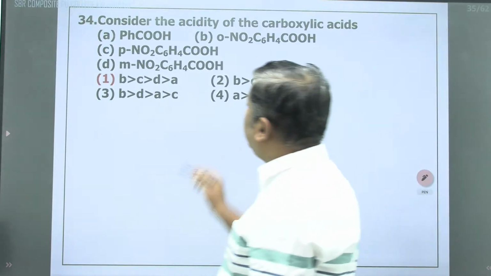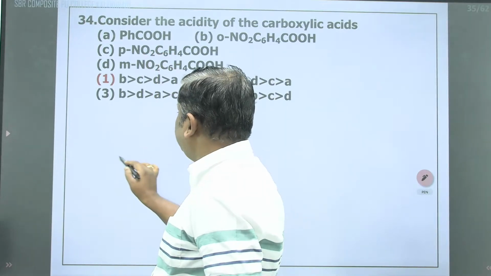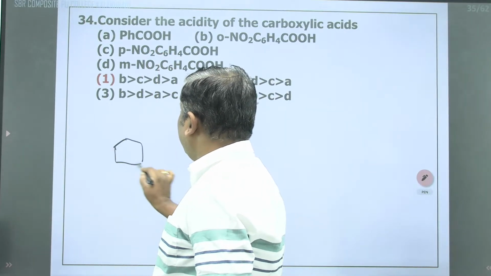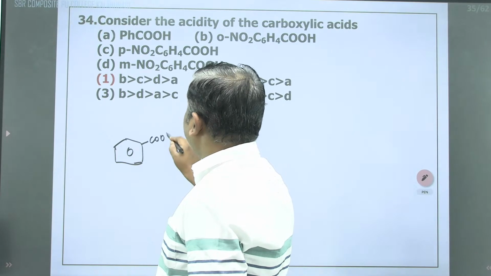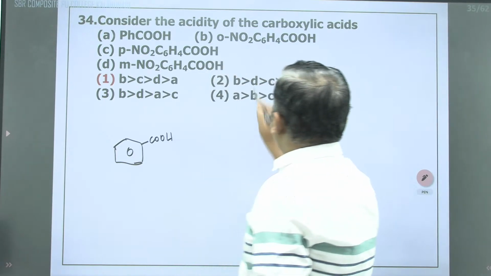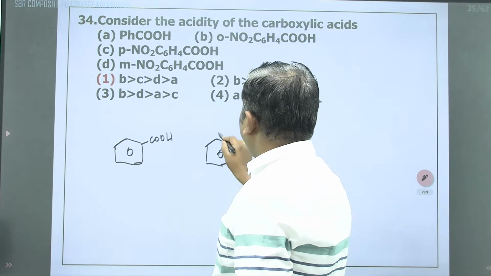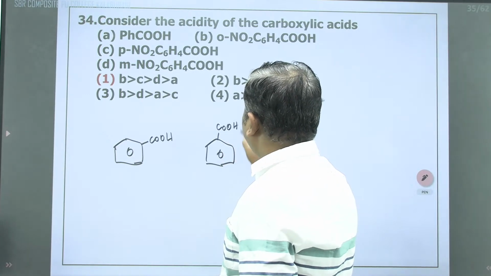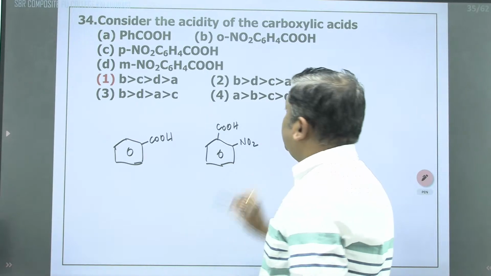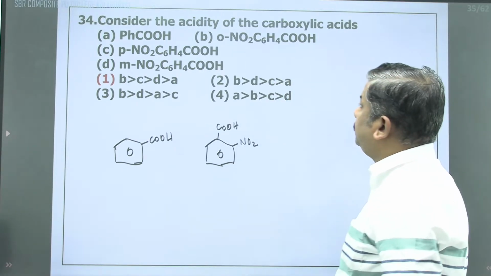Question 34: consider the acidity of carboxylic acids. 4 different types of carboxylic acids are given. The first one is benzoic acid. Next one is orthonitrobenzoic acid, COOH, with an NO2 group at the ortho position.